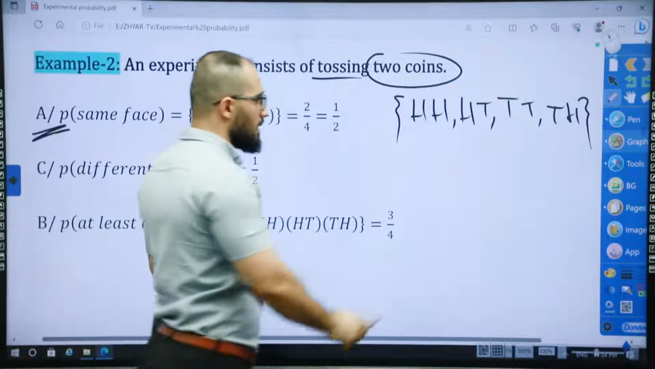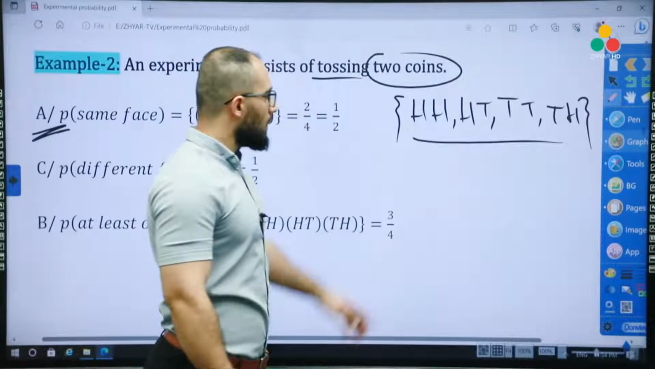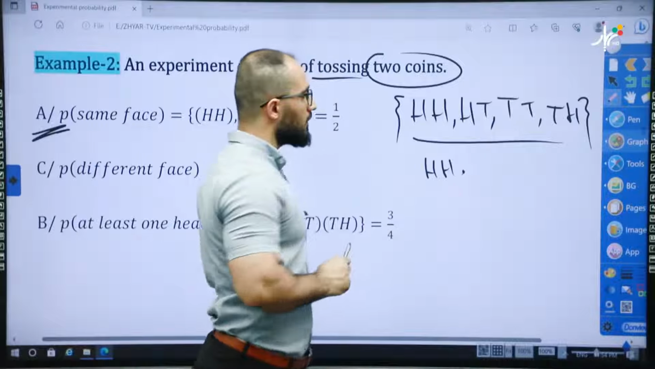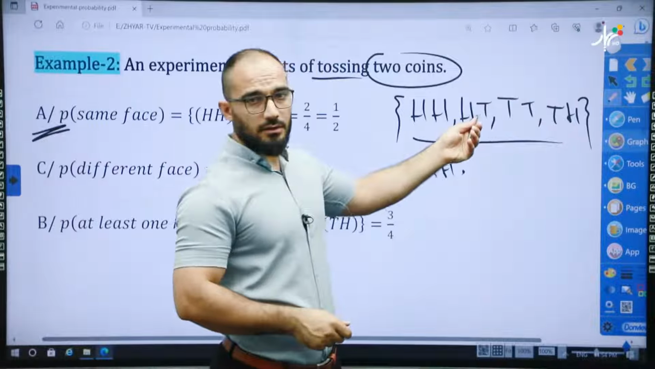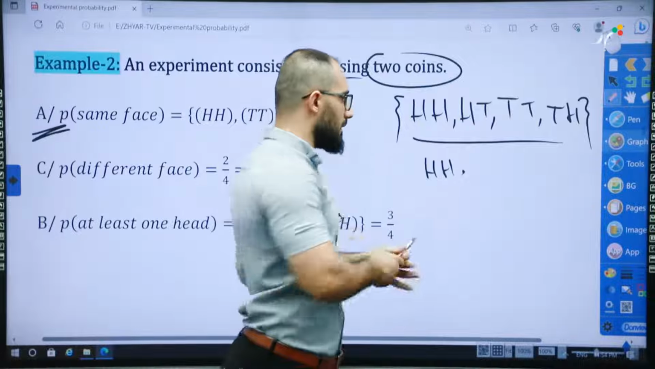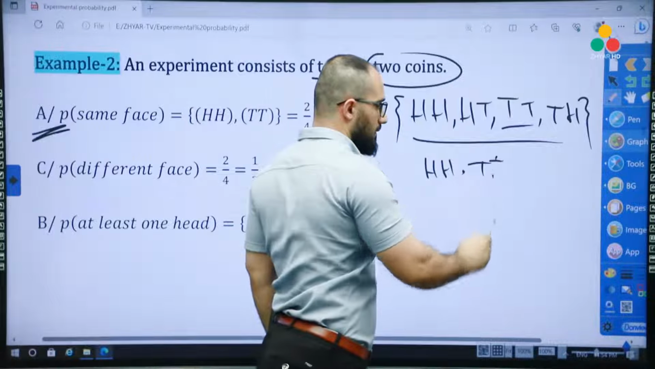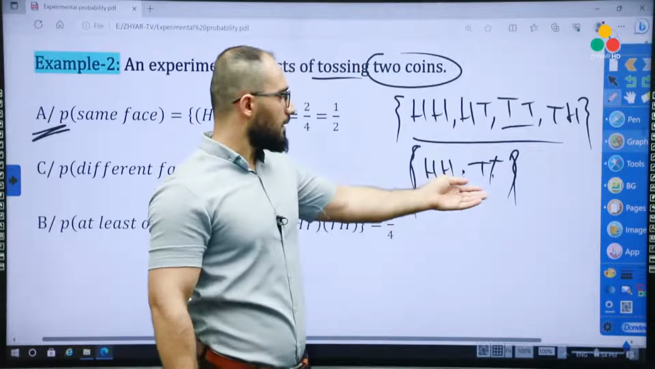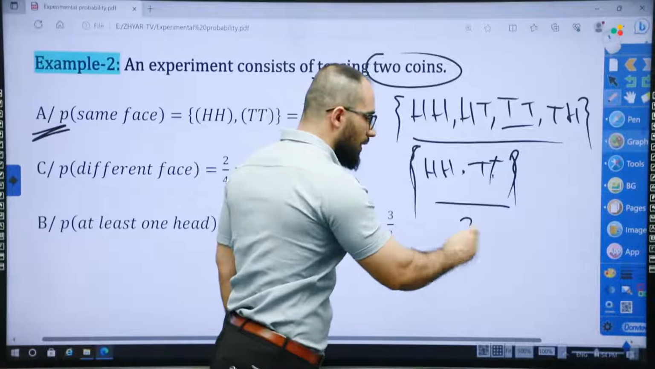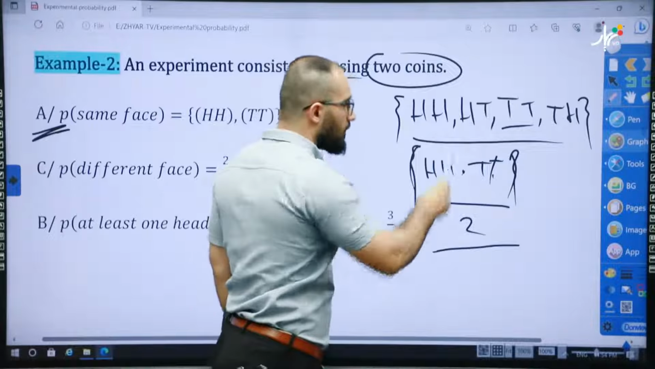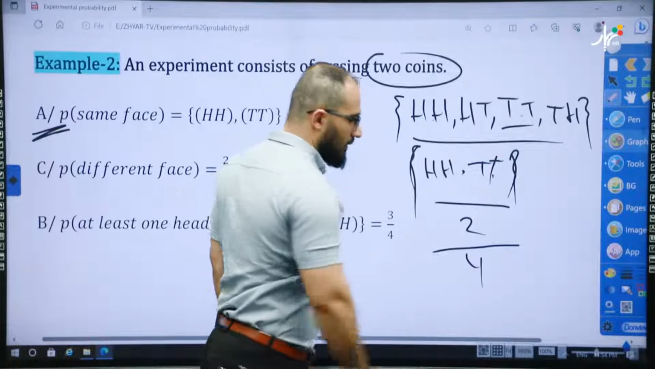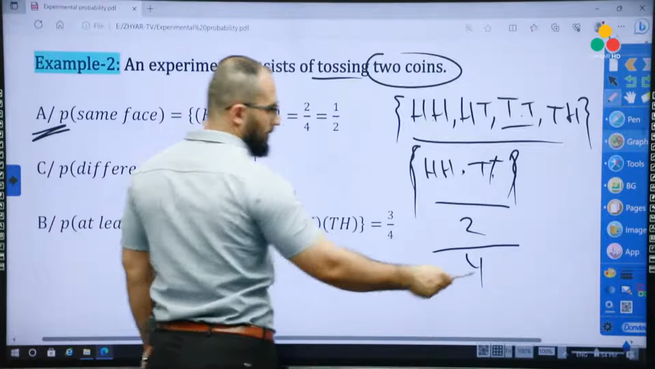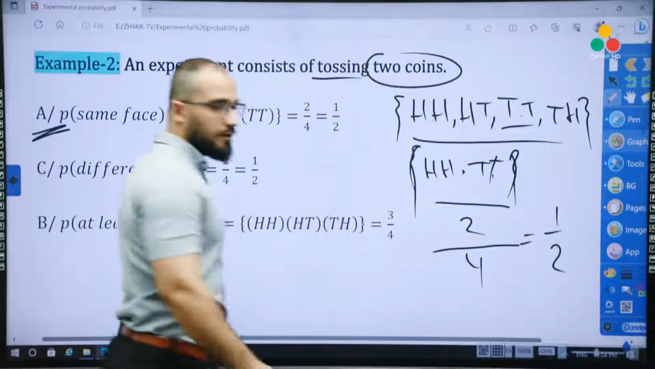If you look at the results, how many same faces do we have? We have H and H. This is the first one. And also, what do we have? H and T are not the same. T and T are the same. So you have T and T. That's it. This is the result. Then how many outcomes do we have? We have 2 outcomes out of 1, 2, 3, 4. So for the same faces, it's going to be 2 over 4. After you simplify it, it's going to be 1 over 2.